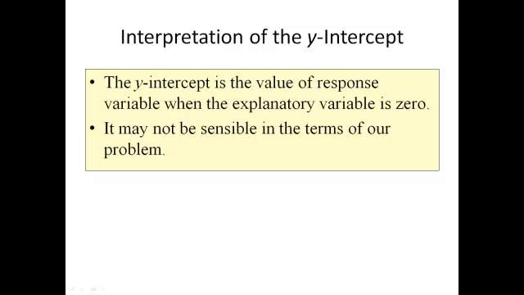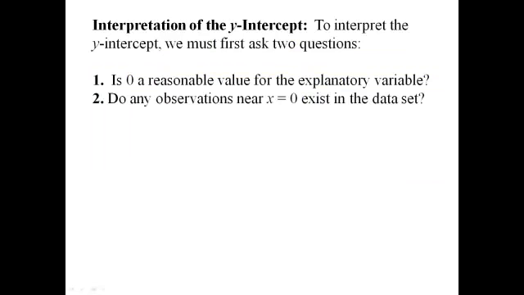Now it's important to realize that it may not be sensible to provide an interpretation of the y-intercept in a given problem. To interpret the y-intercept, we first need to ask two questions. First, is 0 a reasonable value for the explanatory variable? And then if it is, we ask, do any observations near x equals 0 exist in our data set? And if the answer to either one of these is no, then the y-intercept is not interpretable in our problem.